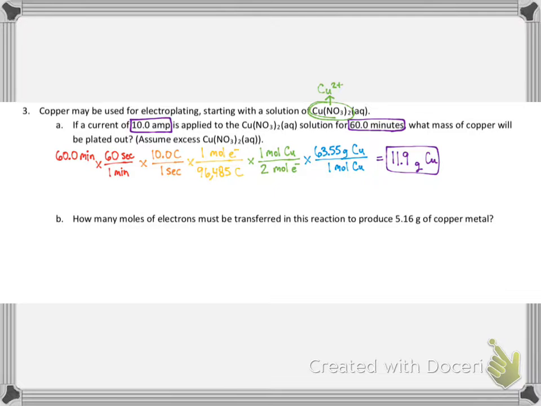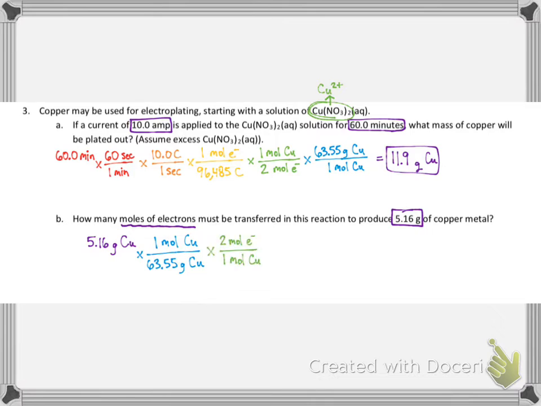Okay, there was one more practice problem, part B, and this one was a little weirder. It wanted to know how many moles of electrons must be transferred if we are producing 5.16 grams of copper metal. So we're starting with grams, we're starting backwards. But notice it's not the full calculation. We only needed to calculate the number of moles of electrons. Well, before we can get moles of electrons, we have to get to moles of copper, right? So we divide by the molar mass, and then we can convert to moles of electrons.